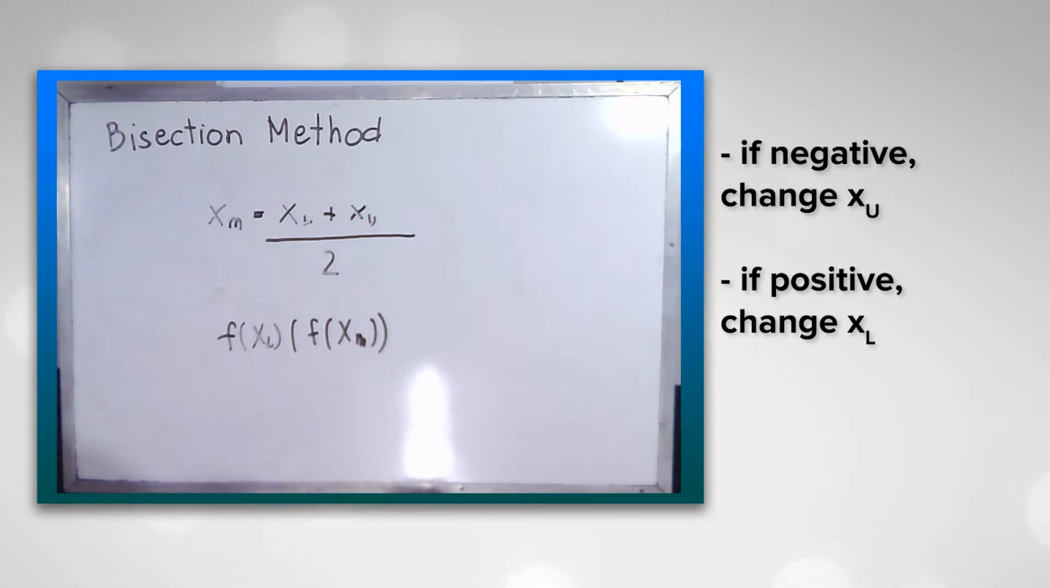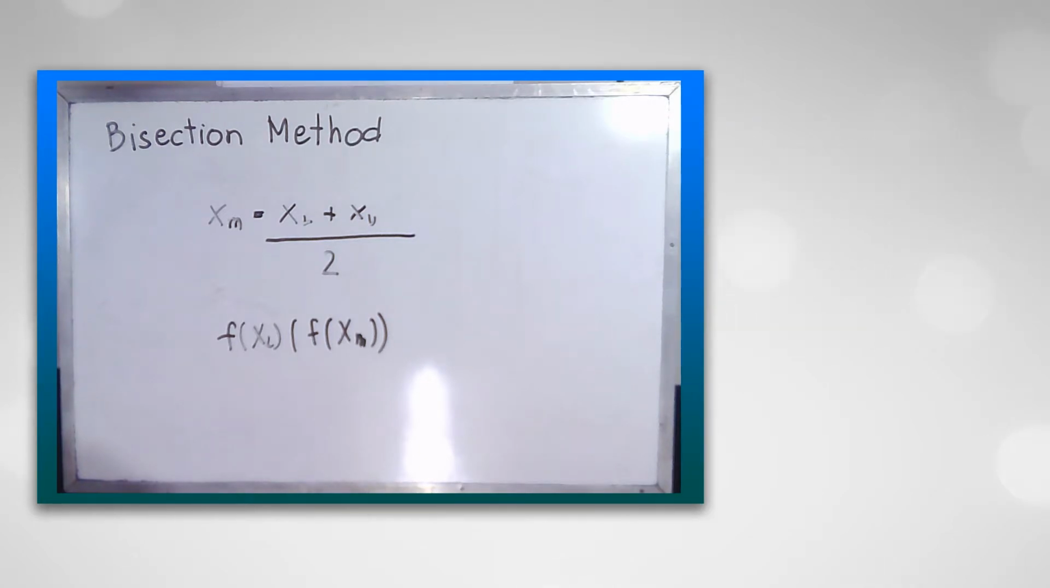Therefore, in the next iteration, we will be changing the value of x sub u. If the product of these two, on the other hand, is positive, the true solution lies between x sub m and x sub u. Therefore, we will be changing the value of x sub l in the next iteration. These two conditions are pretty important to arrive at the correct answer using the bisection method.